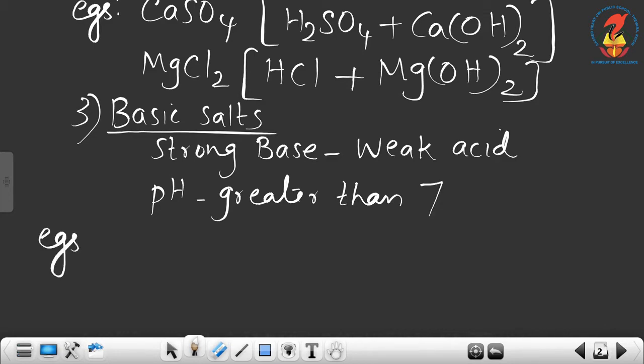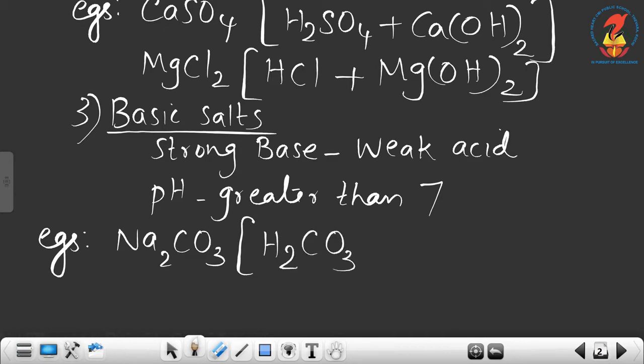So let's see the examples. First one is sodium carbonate, Na2CO3. Carbonate is a salt of carbonic acid, a weak acid, carbonic acid that you have learned. And since it is sodium carbonate, the base is sodium hydroxide. Weak acid, strong base, so the resulting salt is basic in nature.